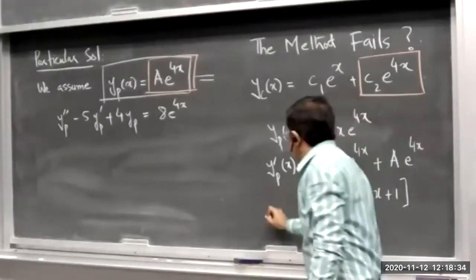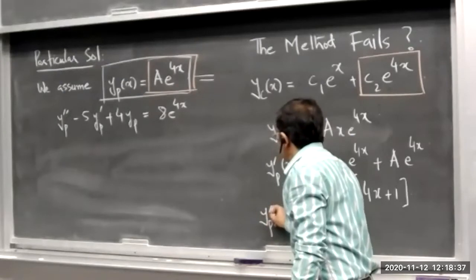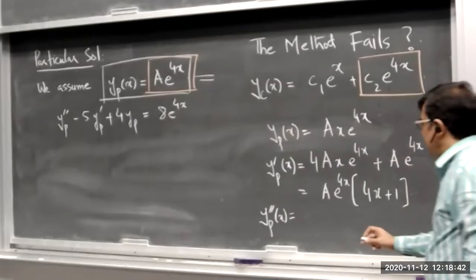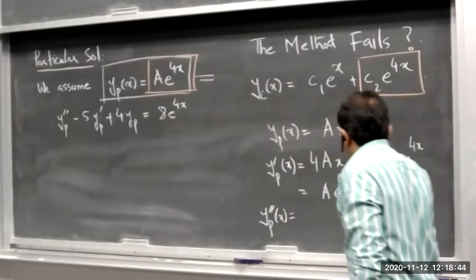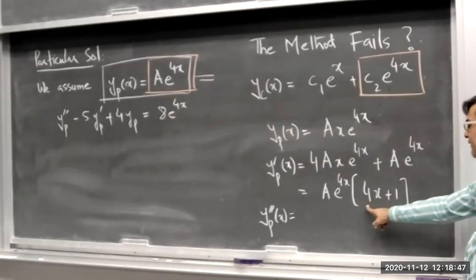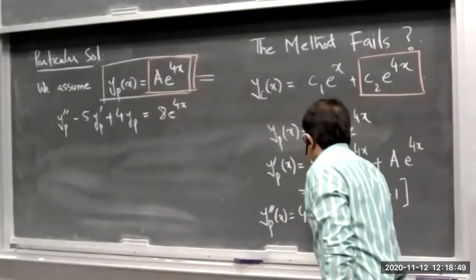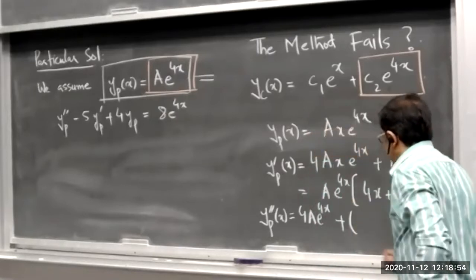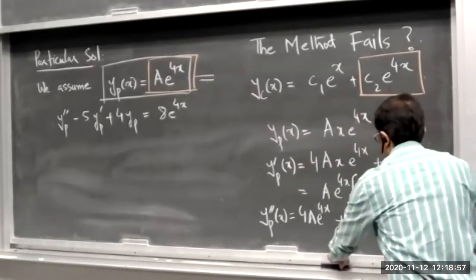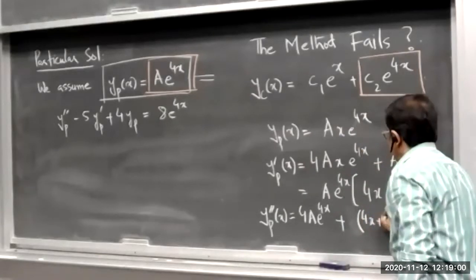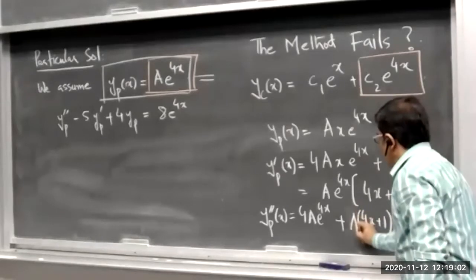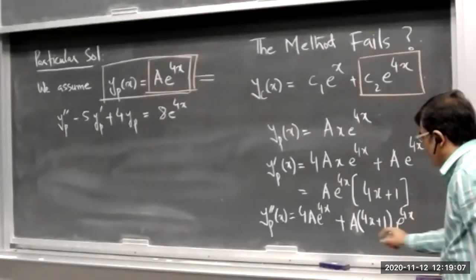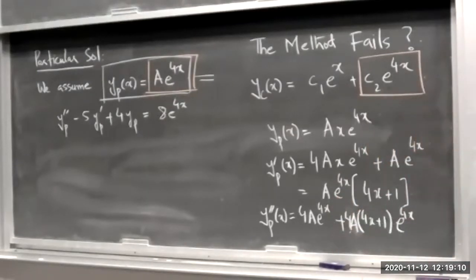Now we can calculate similarly yp double dash of x. We'll apply the product rule here. If we take the derivative of this term first, the derivative is 4, so we obtain 4a e raised power 4x plus this whole term, (4x plus 1) into a, and the derivative of e raised power 4x is e raised power 4x times 4. So we put 4 here. So this is your second derivative now.